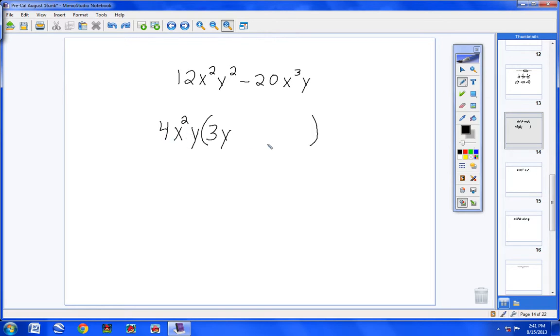4x squared y times what would give me a negative 20x cubed y? Well, I know for sure I want a negative 5, right? Because 4 times negative 5 gives me negative 20. Okay, so we should know that. Now, x squared times x, right? X squared times x would give me x cubed. And then I have 1y here, and I have 1y here. So I don't want to put a y here. So I think I've got it. 4x squared y times negative 5x would give me negative 20x cubed y. Totally works, okay? So there, we have factored out the common factor.